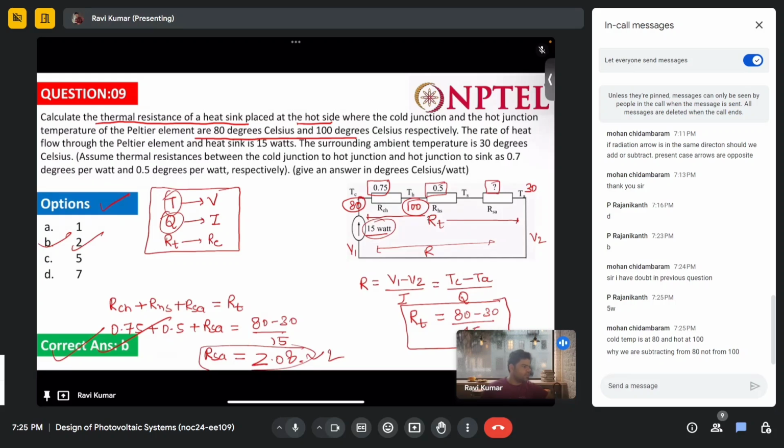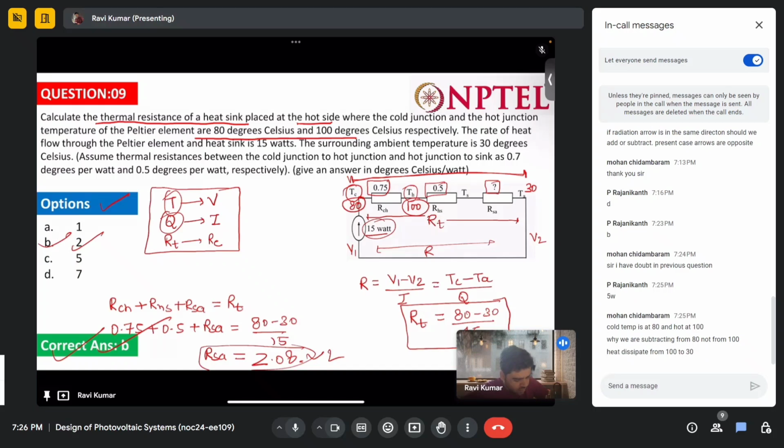Why are we subtracting from 80, not from 100? Because we are taking this entire R, the thermal resistance of this entire circuit. And the cold junction is at this end, not at this end. If this is the thermal end, just understand the configuration. TC is the extreme left and TA is the extreme left. Because heat is being extracted from here, this is the direction of heat flow, from here to here.